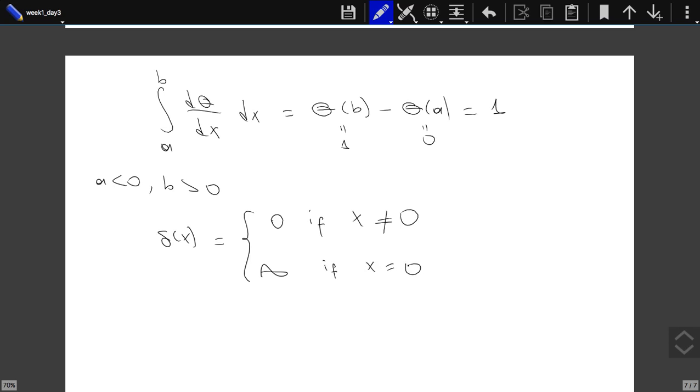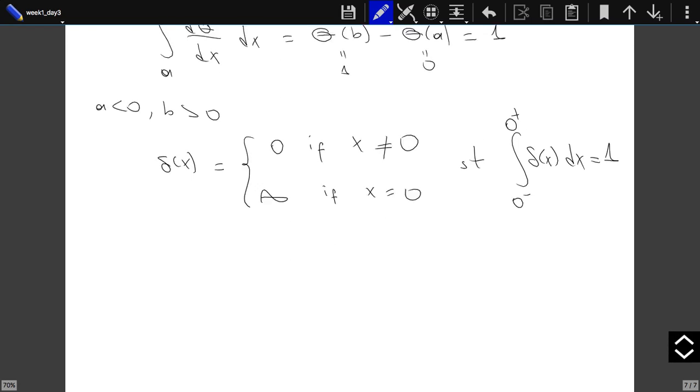If x is equal to 0, such that the integral of δ(x) over x, let's say from 0 minus to 0 plus, from a number just to the left of 0 to the number just to the right of 0, this should be equal to 1. So this is how we define the Dirac delta function. This is the definition.